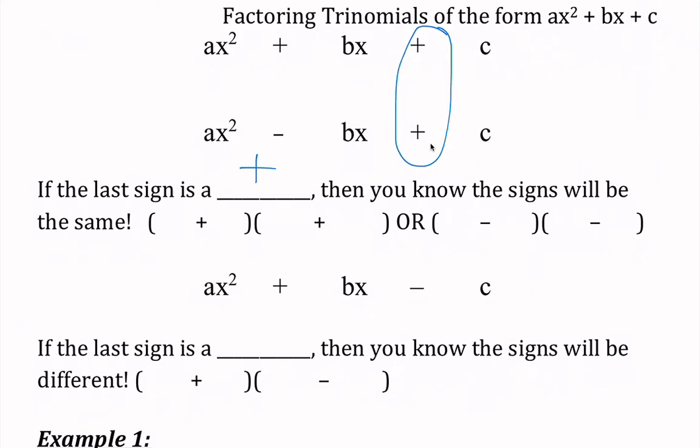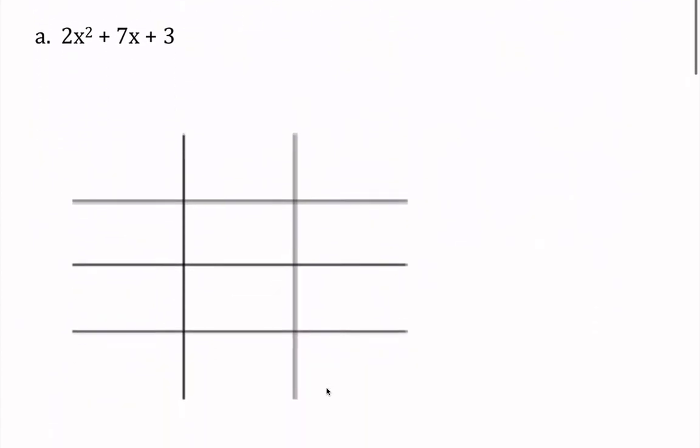But if the last sign is a minus sign, that tells me the two signs will be different. So you see here, one is a positive, one is a negative. They'll be different. All right, so keep that in mind for this example coming up.